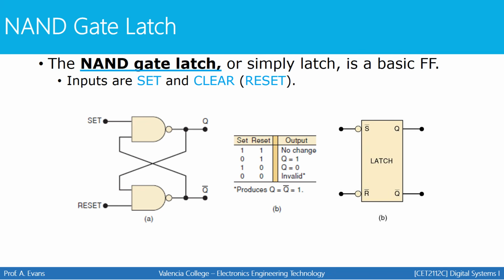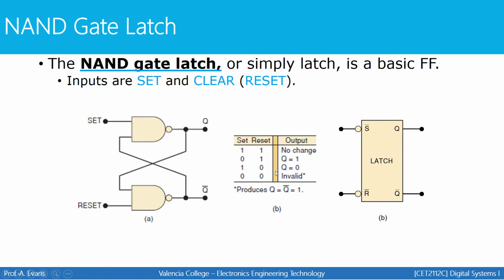The first type of latch we're going to discuss is a NAND gate latch, or simply just a latch. It's a very basic flip-flop. It has two inputs, set and clear. Sometimes clear is also called reset. You can see in the diagram on the left how the flip-flop is wired. And that concept of feedback is evident when we see that the input of one NAND gate is the output of another. That's feedback. And the truth table for this NAND latch is in the middle here.